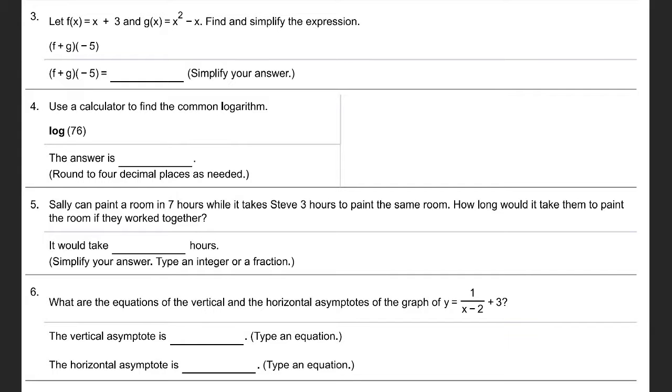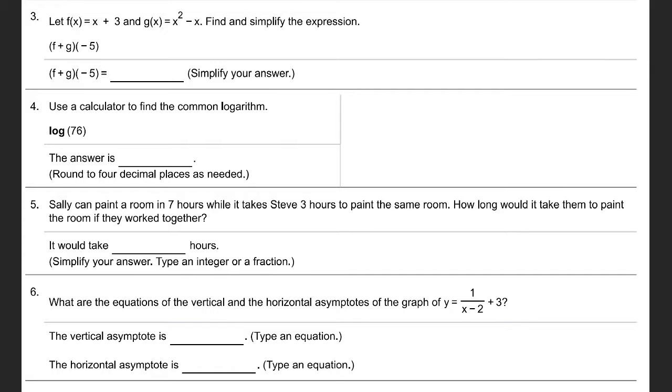Here there are two ways to find the answer. You can plug in -5 for each of the functions, and the second one would be getting the sum of the two functions, and that's the time you plug in the -5. It will give you the same result.